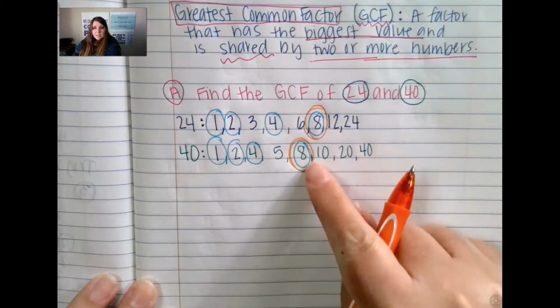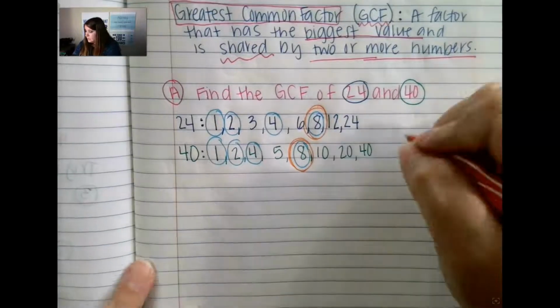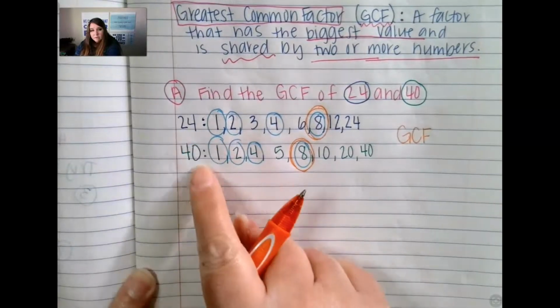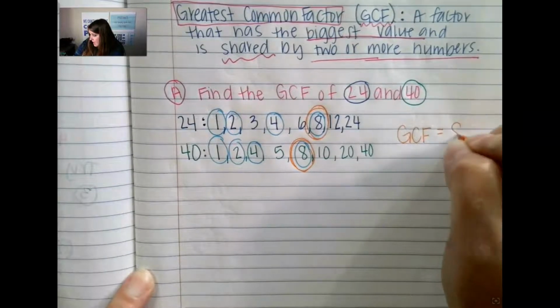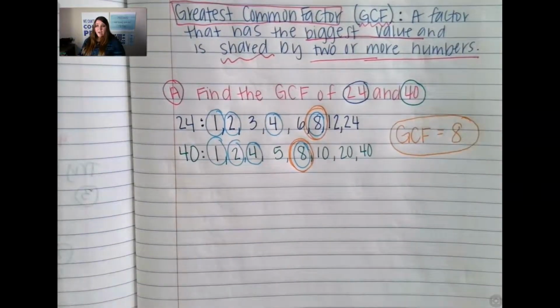It's the biggest factor that they both share. So the GCF, or the greatest common factor, of 24 and 40 is 8. That is the greatest common factor.